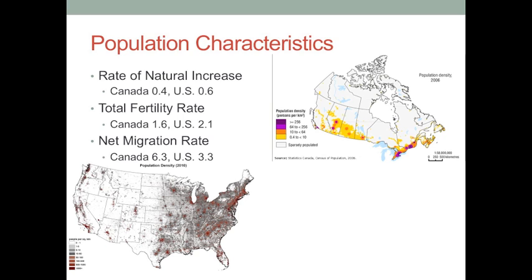Now, the rate of natural increase is a very raw number. We also talk about the total fertility rates. And remember, total fertility rate is the number of children on average that a woman in the population has during her fertile years. And you'll notice that Canada has a rate of approximately 1.6 and the US has a rate of 2.1. Again, what this means is that these populations essentially have a replacement rate or slightly below.